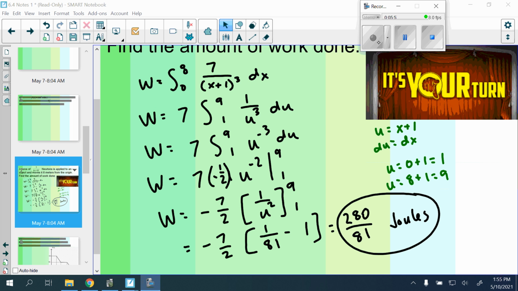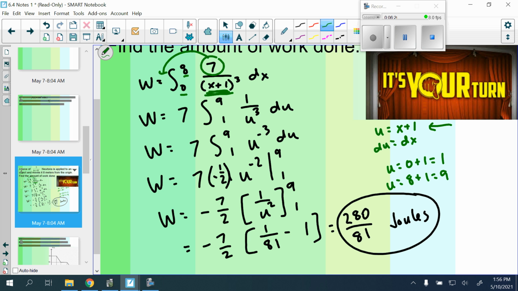All right, hopefully you've had a chance to try it. The force was given by this function, and we're trying to move it from 0 to 8 because it's from the origin to 8 meters. This one, we probably want to use some substitution. Our inside function is x plus 1. Also, we can take our constant here and pull it out. So if we do that, we end up with this integral here. I also changed those limits right away, so 1 and 9 instead of 0 and 8.